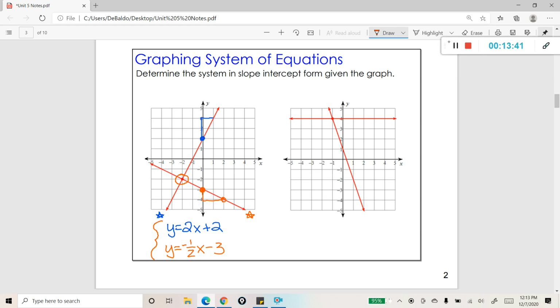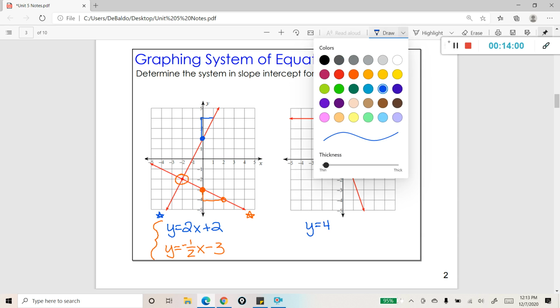Let's do one more of these. I'm going to change my color back to blue. Let's start with this one right here. Remember how to graph this one? This one's kind of a unique one. This one is going to be y is equal to 4. That's the equation, and that's the equation in slope-intercept form.